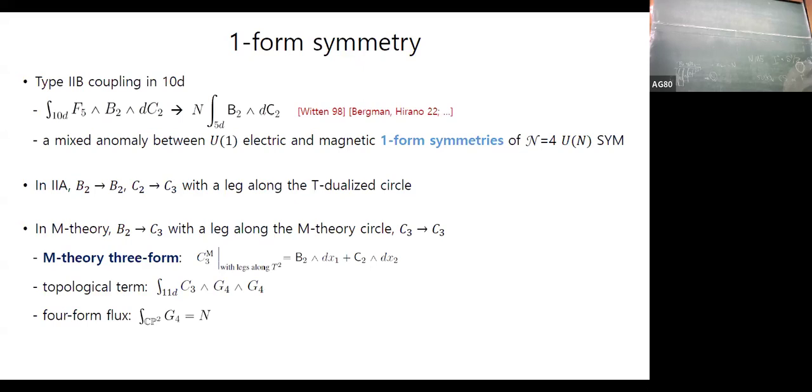So you can think of it as this B2 and C2 in string theory will serve as the background two-form fields for one-form symmetries of N equals 4 super Yang-Mills. And in 2A, this will become B2 and C3. And in M theory, this becomes C3. They become all M theory 3-form, and they have a leg on the torus. And here dx1 and dx2 are nothing but the cycles along the A and B cycle.